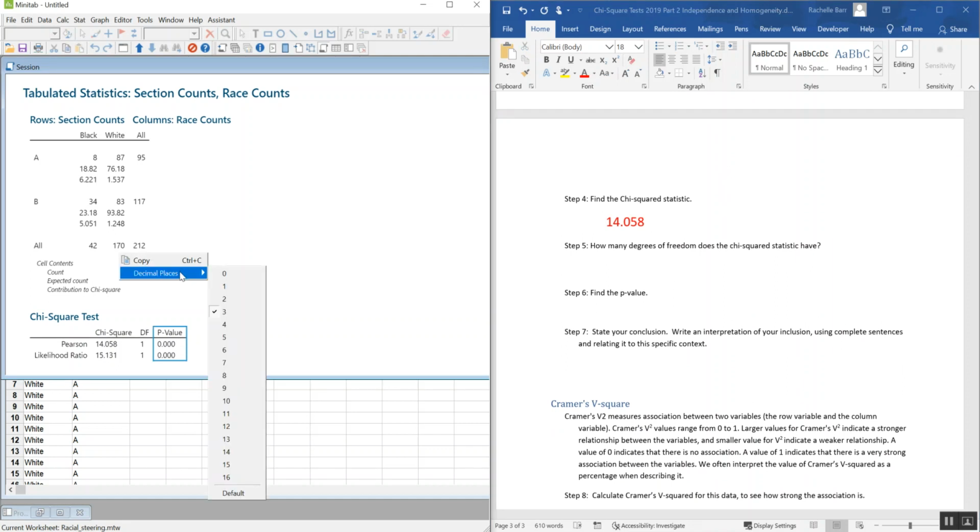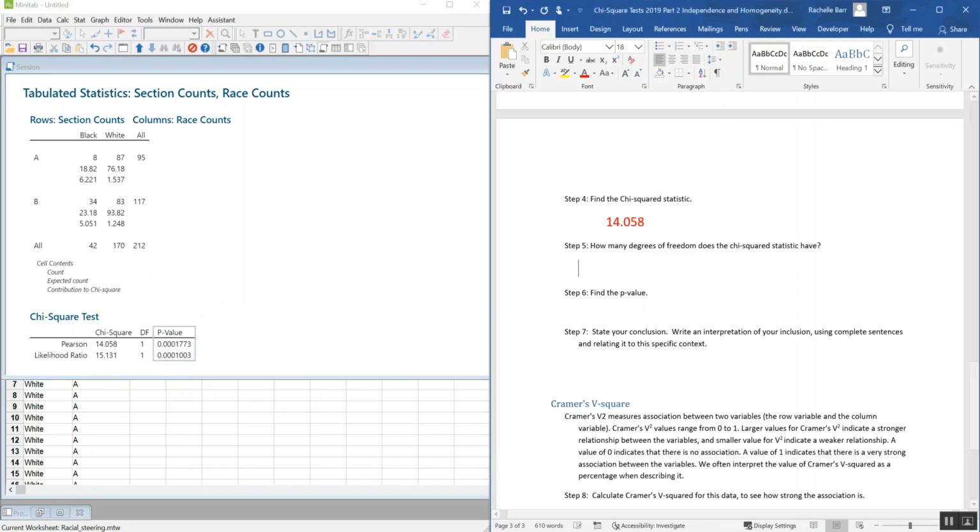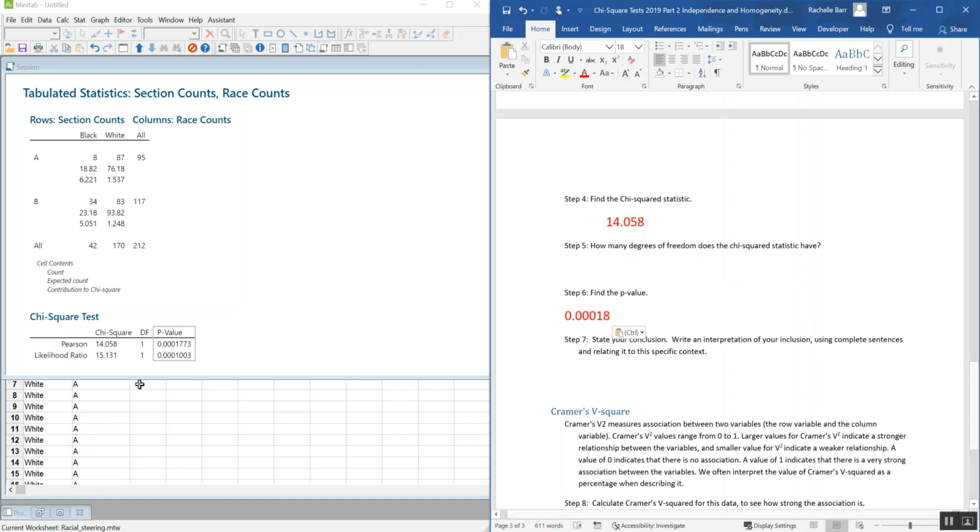Remember, you can hover over a numerical value in Minitab and then right click to get decimal places. Let's make this 7. Okay, it's still tiny, but there we go. 0.00018, just to be a little more specific. That's the p-value. How many degrees of freedom?